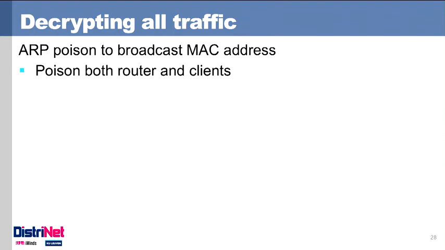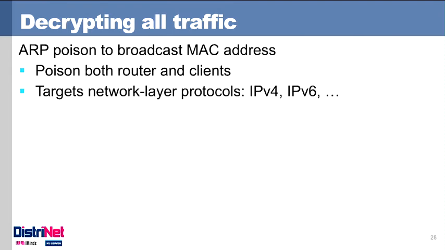So if the router now wants to send a packet to a client, it will look up the MAC address of this client, which is now the broadcast MAC address, and it will send this data as a broadcast Wi-Fi frame, meaning it's encrypted using the group key. And since it is encrypted using the group key, we can simply decrypt this frame. So we can target IPv4, IPv6, and so on, using a method similar to our poisoning.